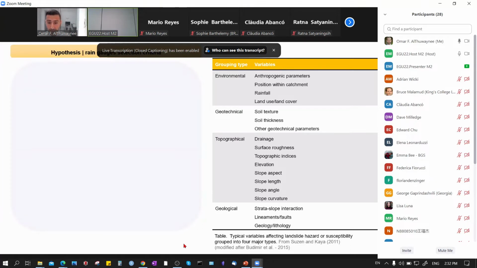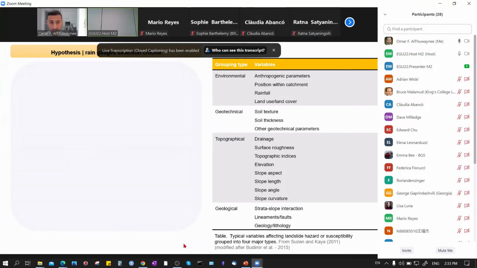Following a paper by Sosan and Kaya 2011, and Budimir 2015, a few conditions, like environmental, geotechnical and topological ones, all represent factors that initiate this hazard. So overlooking most of these factors by considering only the rainfall is not the correct solution.